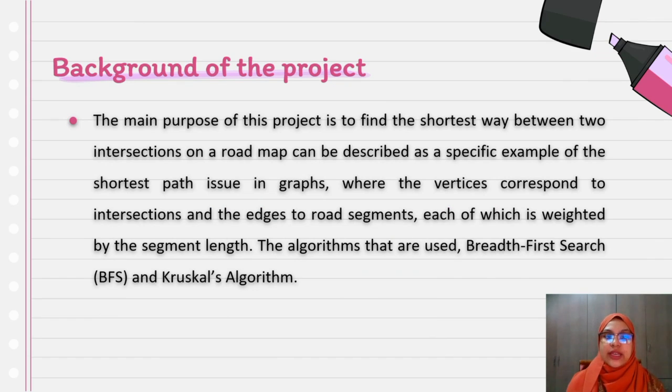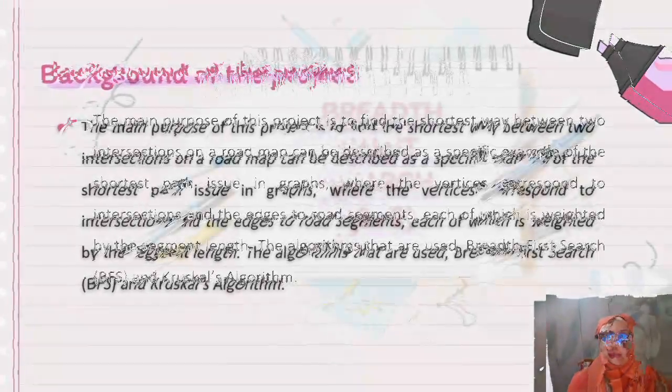Background of this project. The main purpose of this project is to find the shortest way between two intersections on a road map. It can be described as a specific example of the shortest path issue in graphs, where the vertices correspond to intersections and the edges to road segments, each of which is weighted by the segment length. The algorithms that are used are breadth first search, BFS, and Kruskal's algorithm.